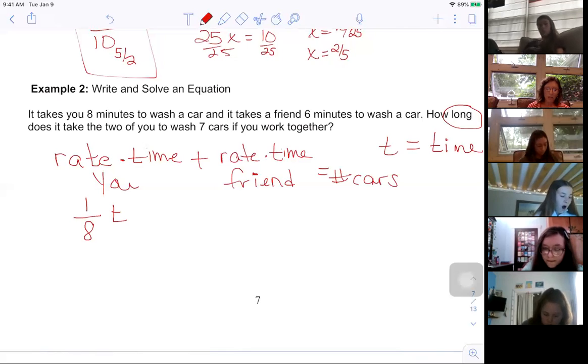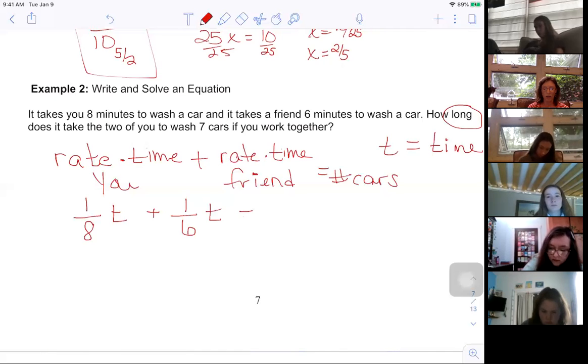If I continue that pattern, my friend can wash 1 car in 6 minutes. Again, I don't know what the time would be for us to wash them together, so I'm going to put a T there. So T would be representing the time it takes us to wash 7 cars together.